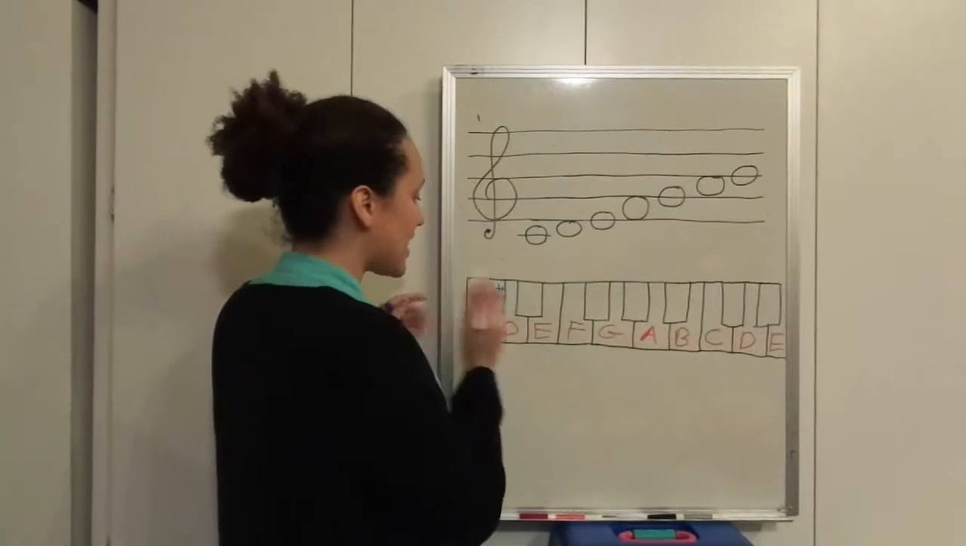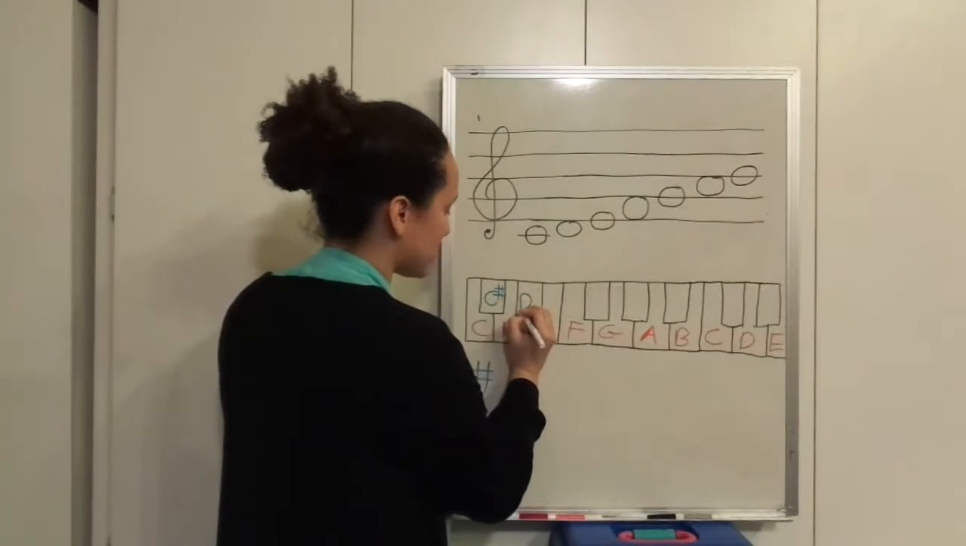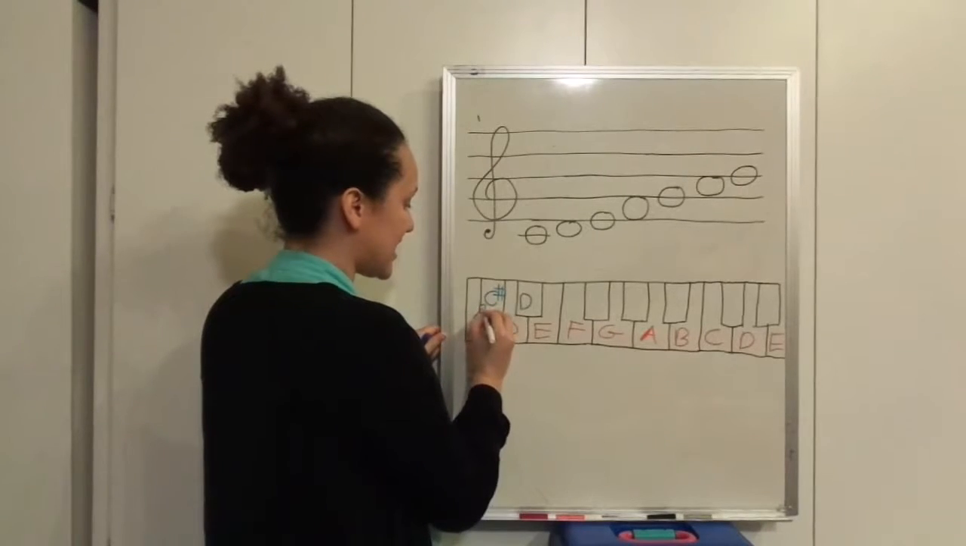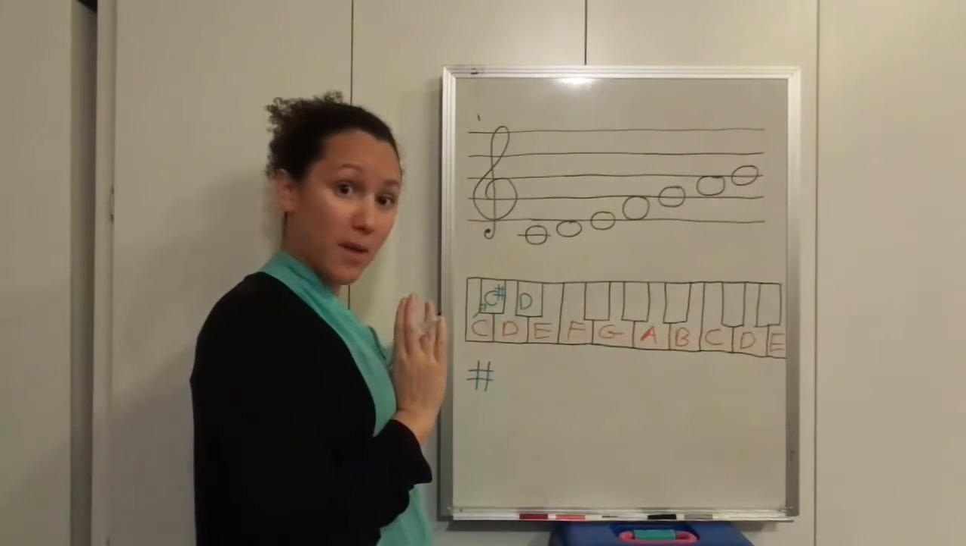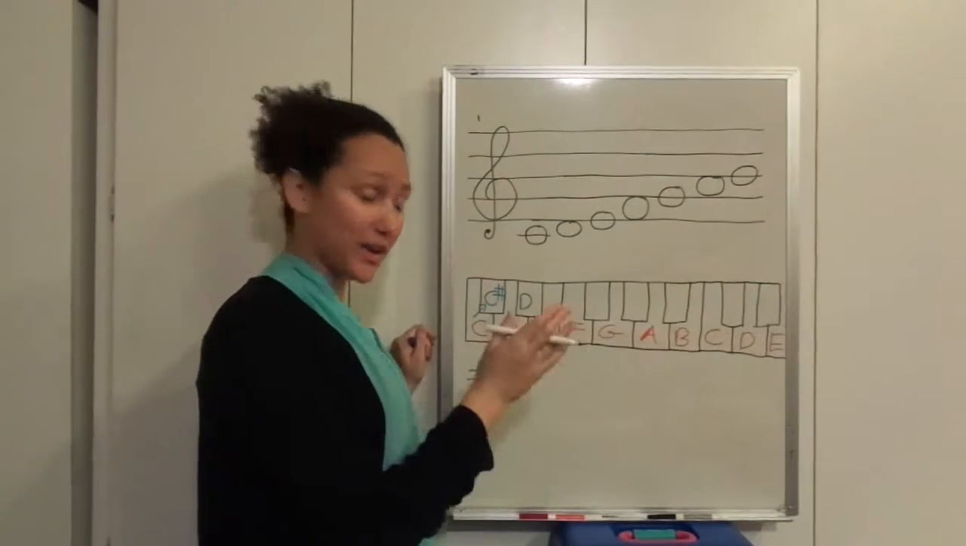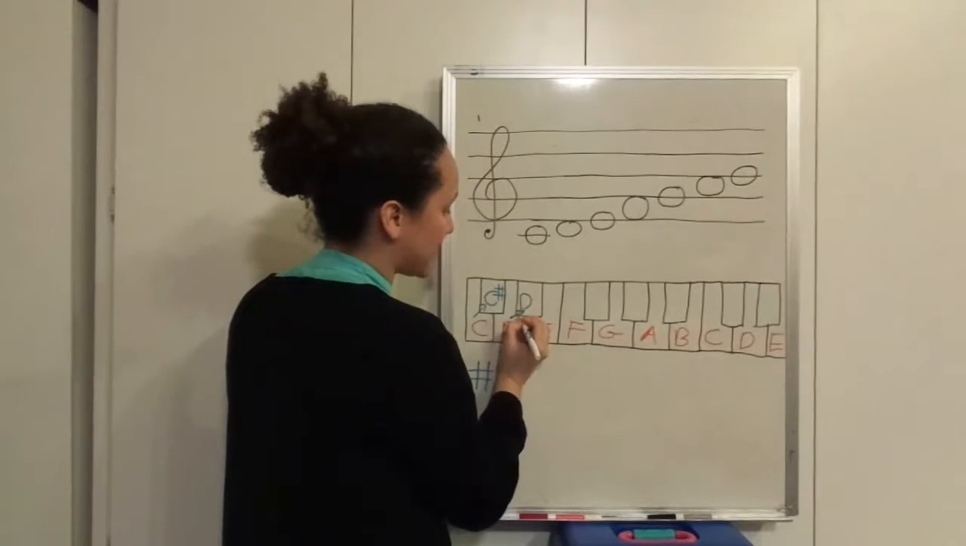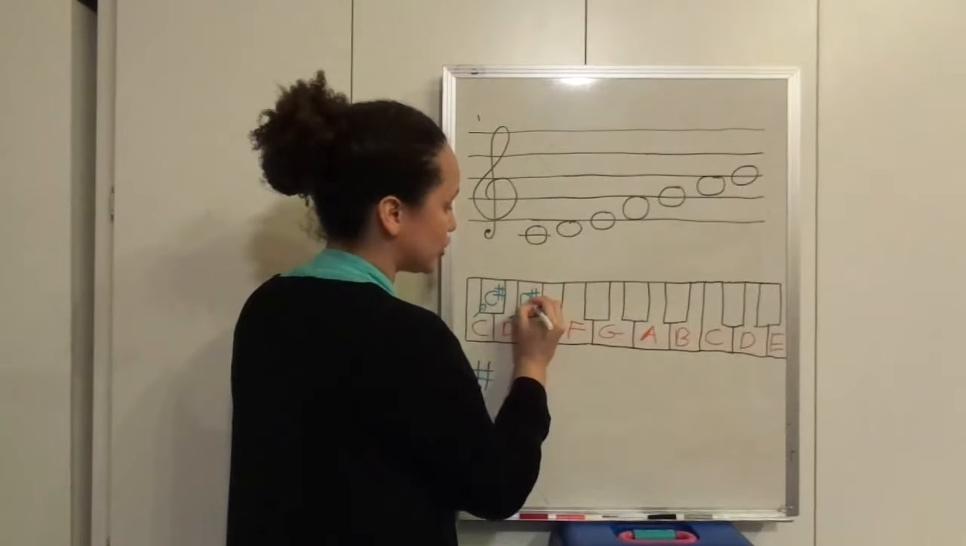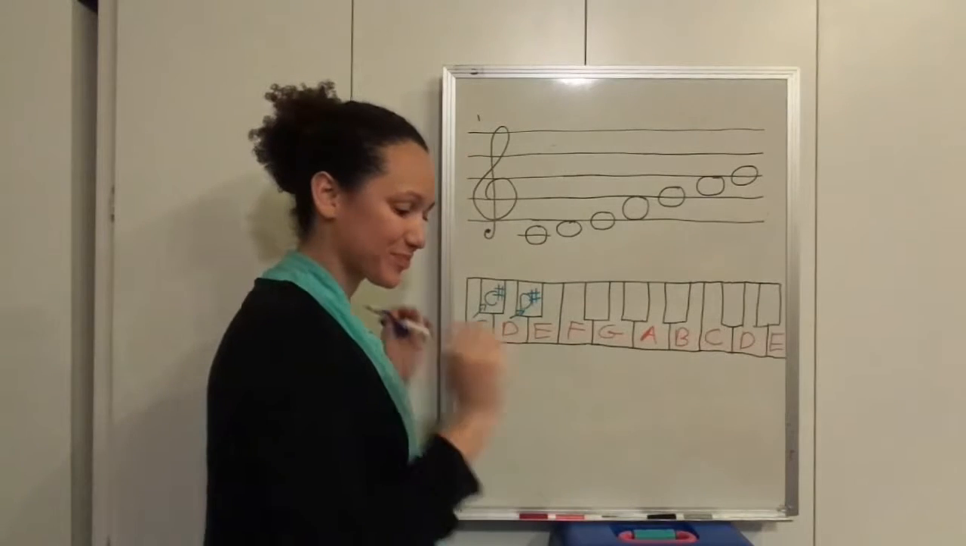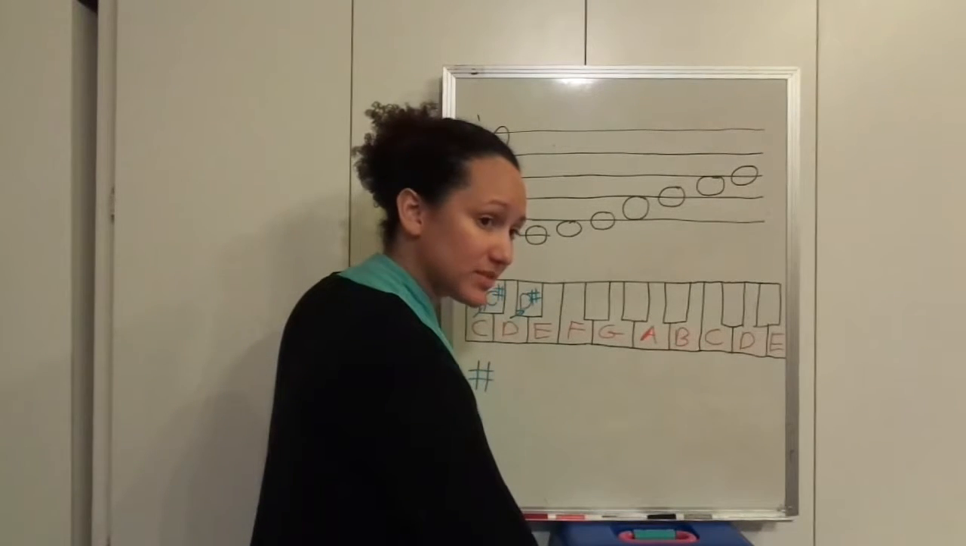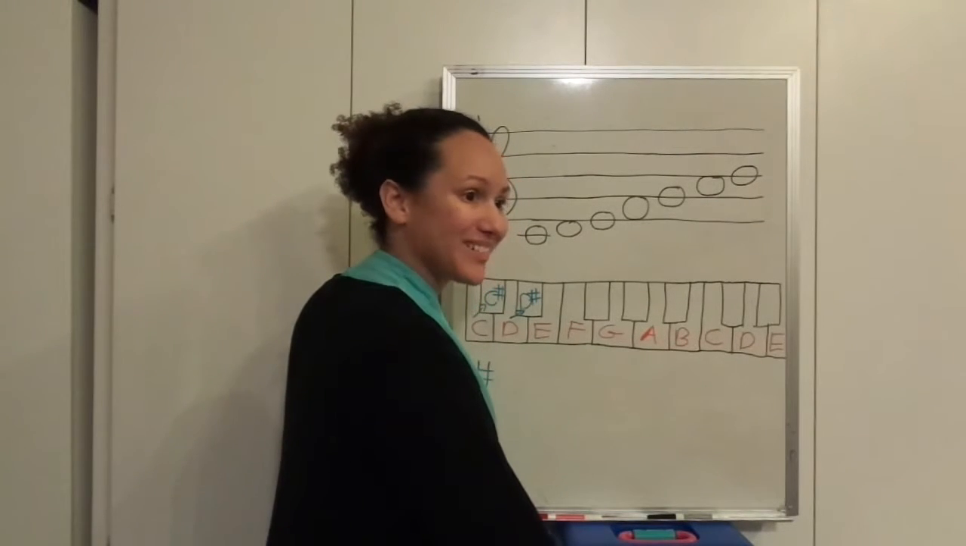Here's your D. Now we're going to make it D sharp. So just as we raise the C up, ascending or a higher pitch, we do so with the D. And now we have D sharp. So here's your D, and here's your D sharp.